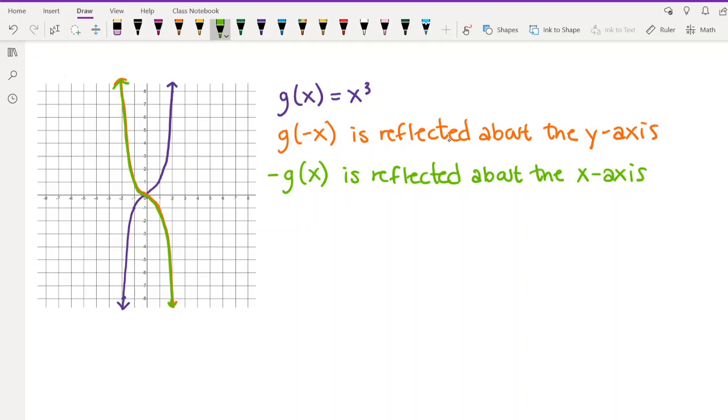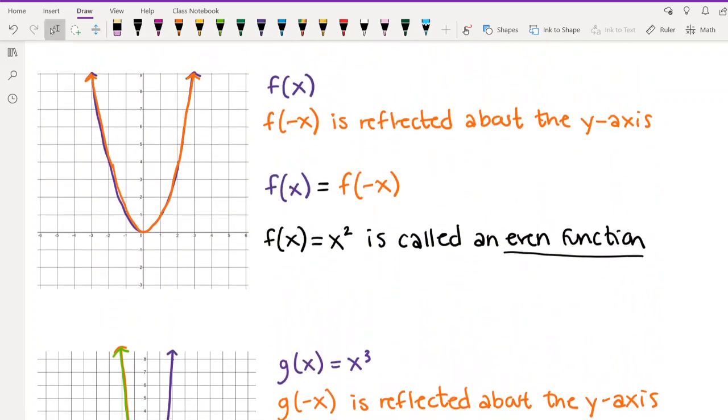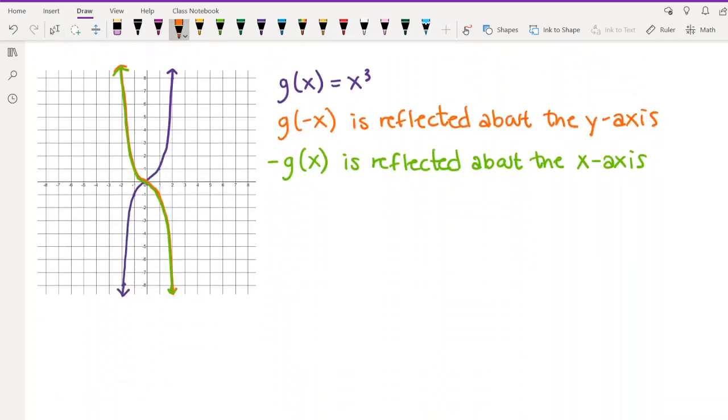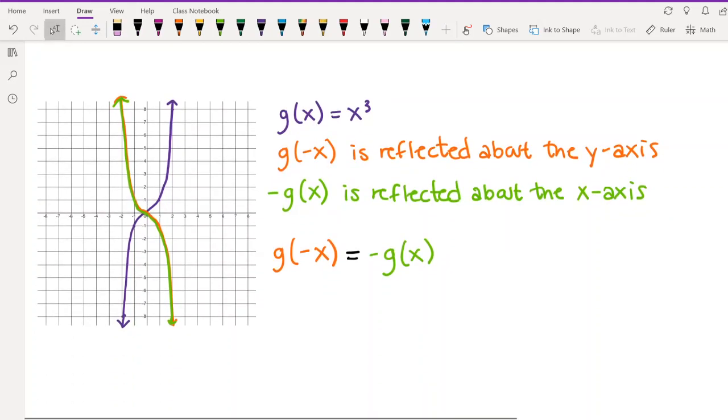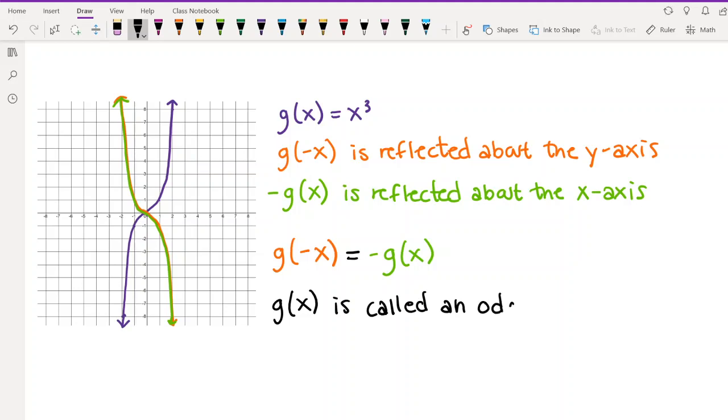Basically, in the previous example, we saw that reflecting over the y-axis gave you your original function. That's not the case here. But what we can say is that reflecting over the y-axis is the same as reflecting over the x-axis. Those two graphs are the same. The orange and the green graph are the same. We said that the property the one above had was called an even function. In this case, g of x is called an odd function.